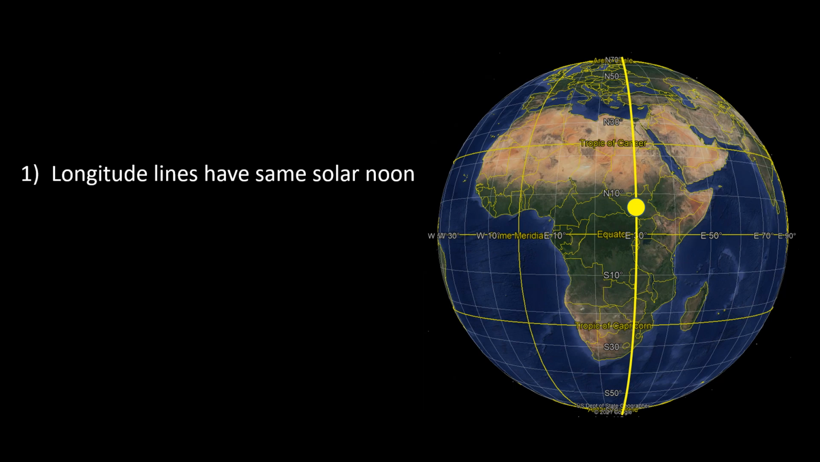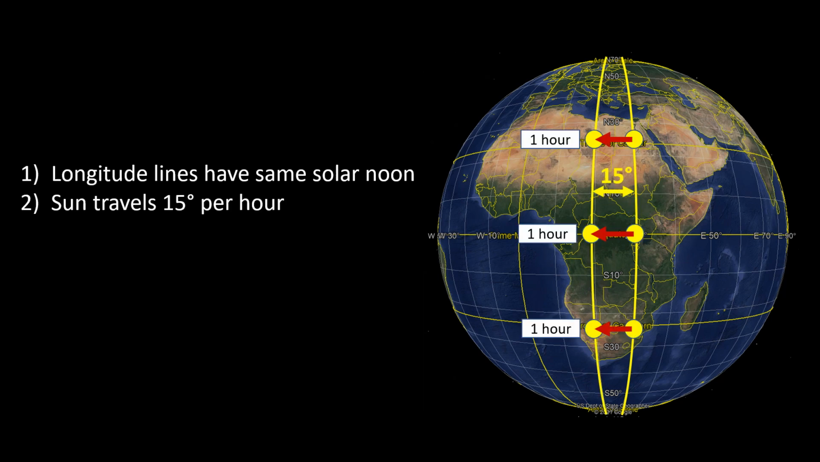Now, another concept they are struggling with is the apparent motion of the sun. So the first thing they need to understand is that longitude lines have the same solar noon. So if you're in this location right here, the sun is directly overhead, that is solar noon. It is also solar noon for everybody along this longitude line. Of course, you also need to understand that solar noon can be a different time than noon for your local time zone.